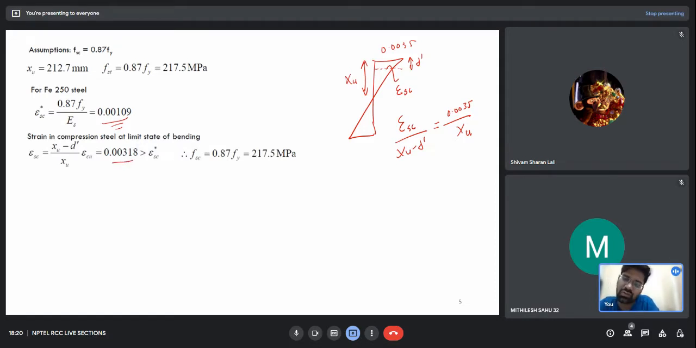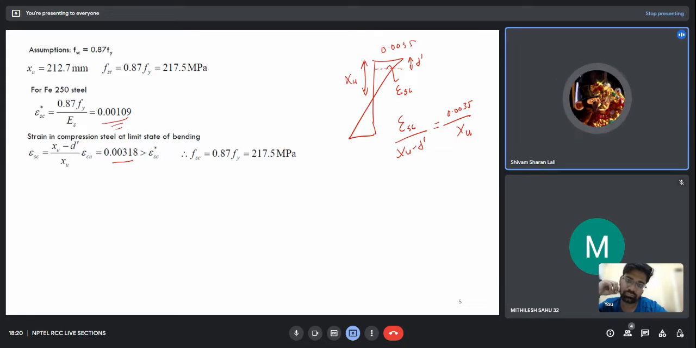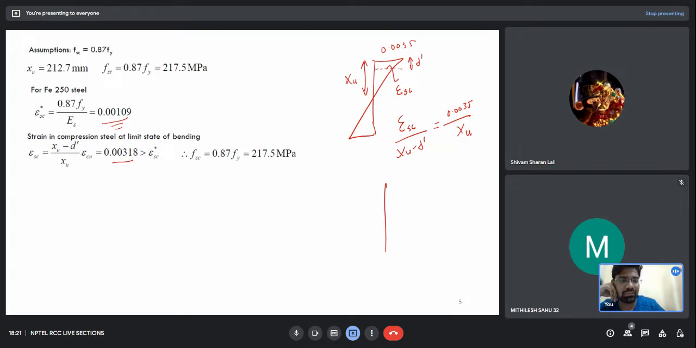So this 0.00318 is greater than this value. So what does that mean? Can anyone of you tell me? I have assumed the stress in the compressive bar is this, and for that stress I am getting this strain. But the actual strain in our bar is this, which is greater than this value. So what does that mean? The compression steel is yielding. Yeah.